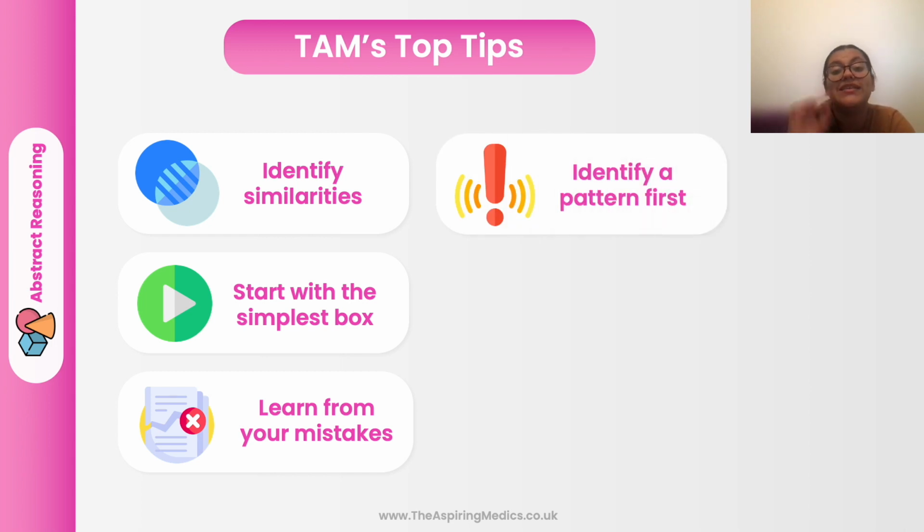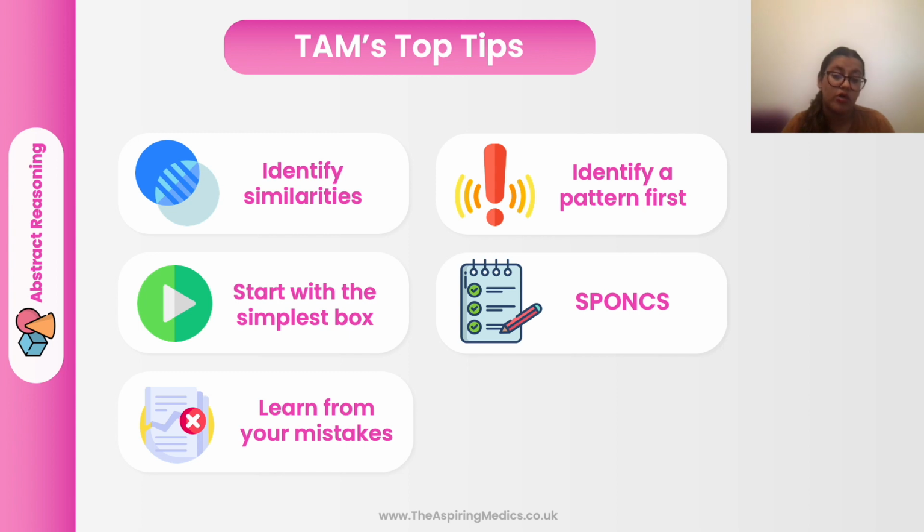My fourth tip is to identify a pattern first. If you look at the answer choices first, you're more likely to be biased and you're more likely to find a wrong answer. So look at the question first, try to identify a pattern, and then look at the answer choices. My fifth tip is to use mnemonics like SPONKS. If you go through each of the letters in SPONKS, you'll easily find a pattern because you'll come across all of the most common properties that the UCAT changes in their shapes in the abstract reasoning section.